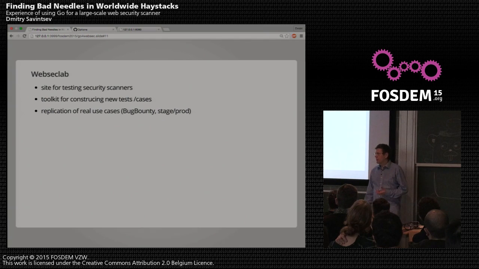And I also think of this not just as a site that has a few vulnerable pages, but also as a toolkit for constructing new tests, so that it would be easy, when you need to explore something or show or replicate it, to put in a new test. And use it for replication of real use cases, like we have a bug bounty program. From the stage of production, when we find something, I try to put a model or distilled minimal version in WebSec Lab so that I could keep it for the scanners.